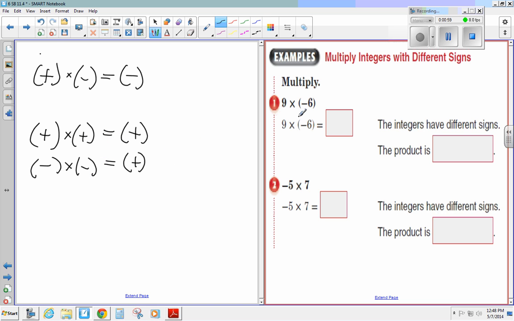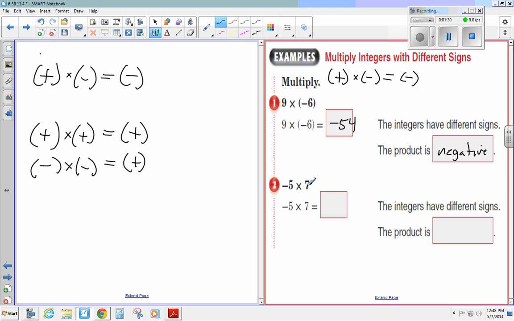So right here, multiply with different signs here. 9 times negative 6, that's a positive times a negative, different signs. So my answer will be negative. So the integers have different signs, the product is negative. And that means everything else, 9 times 6, is just 54. The multiplying portion of this is not any different.